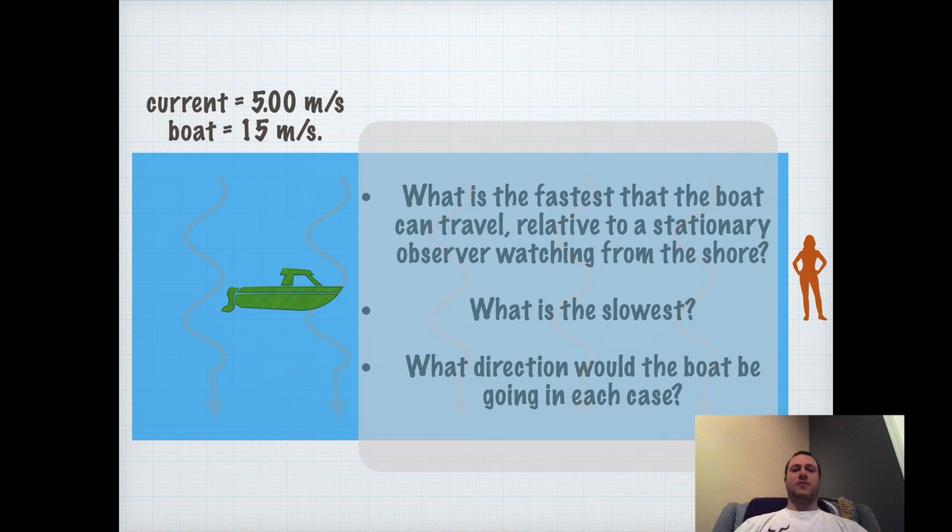You can combine those two to get 20 meters per second south. The slowest would be if you were to point that due north, right? And you're trying to go head into the current. So the boat would be trying to go at 15. The current is pushing against the boat at 5. So the velocity that would be seen by the observer would be 10 meters per second north. Those would be the two directions that we would look at here.